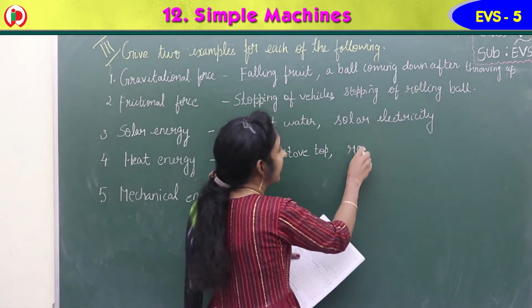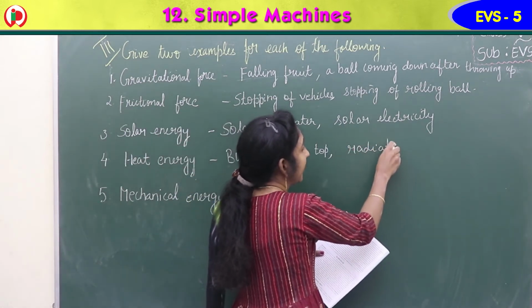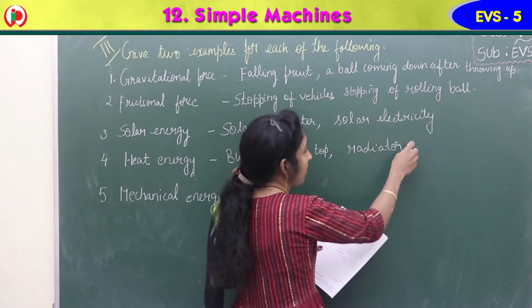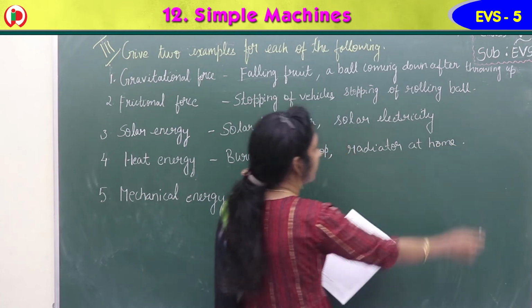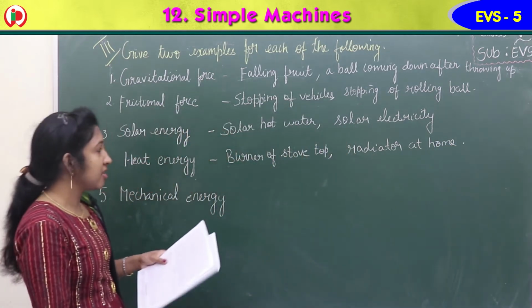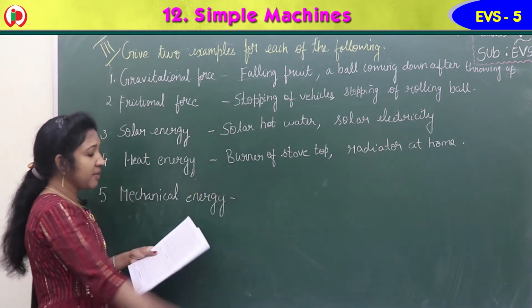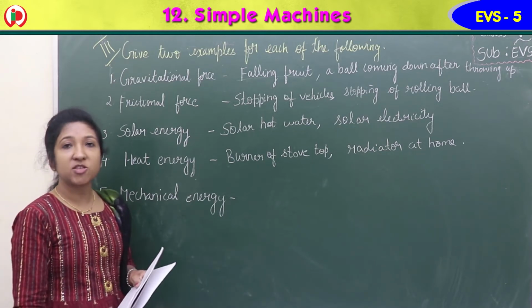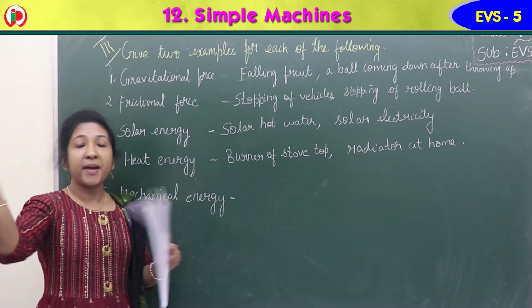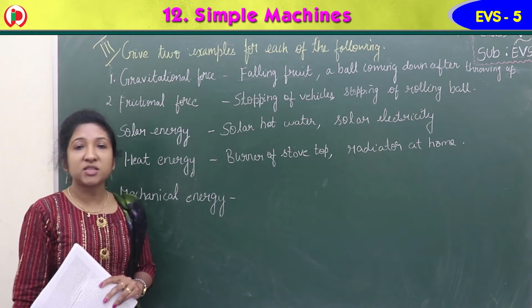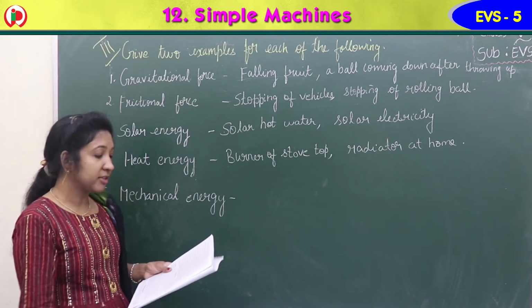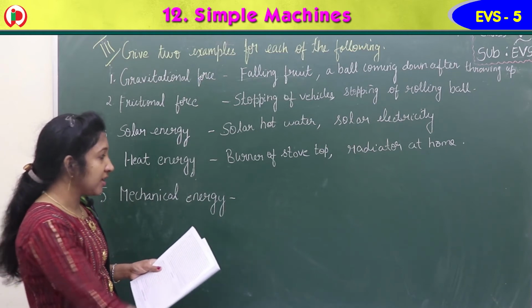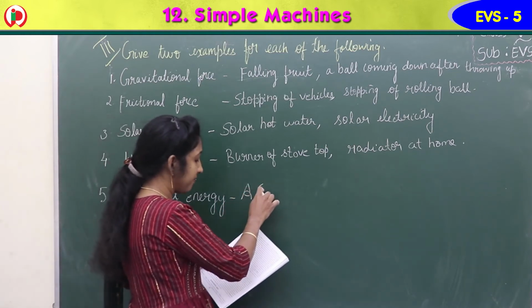Then radiator at home. A radiator is used to heat a room at home. So radiator at home is an example of heat energy. Next, mechanical energy. Mechanical energy is a combination of potential and kinetic energy, isn't it? Yes, so a ceiling fan moves because of mechanical energy. So we can write a ceiling fan.